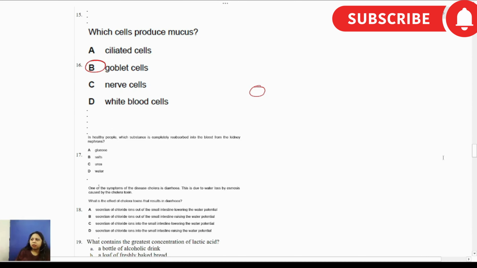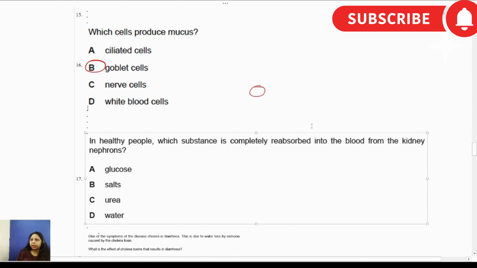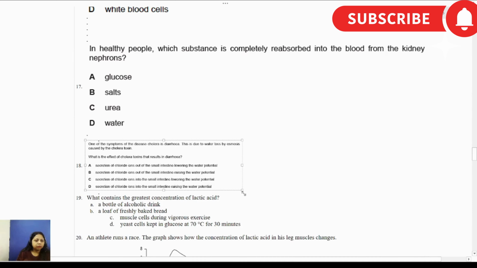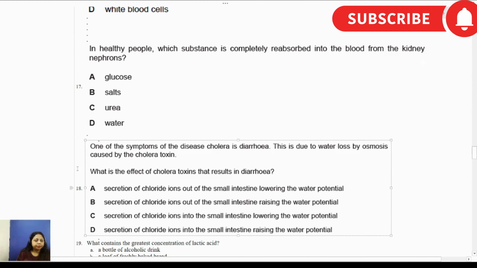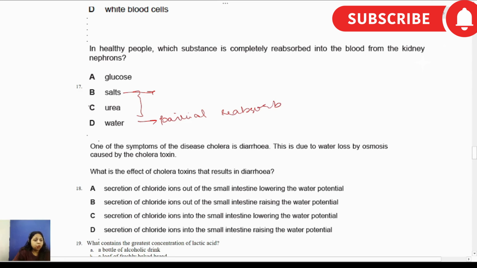Next one. That's the 17th one. In healthy people, which substance is completely reabsorbed into the blood from the kidney nephron? Which is completely reabsorbed? These three are partially reabsorbed. Urea is not reabsorbed at all, and glucose is completely reabsorbed because we need glucose for various functions. So the answer would be A.